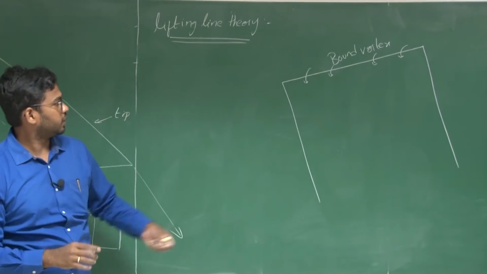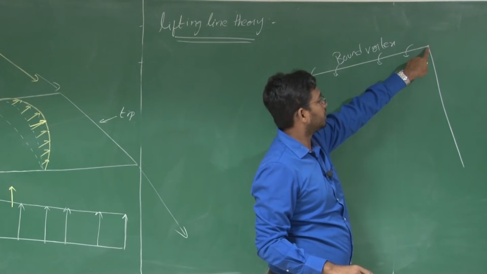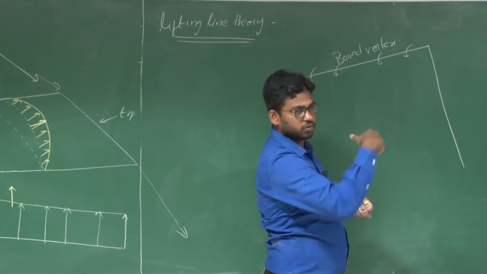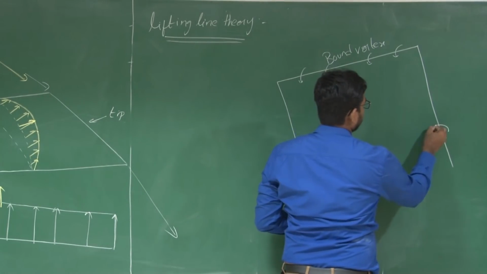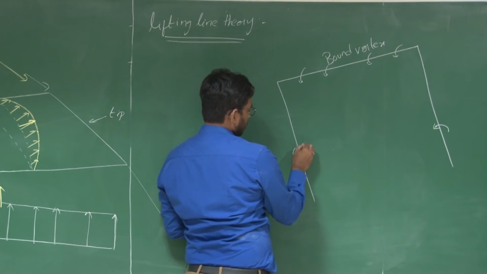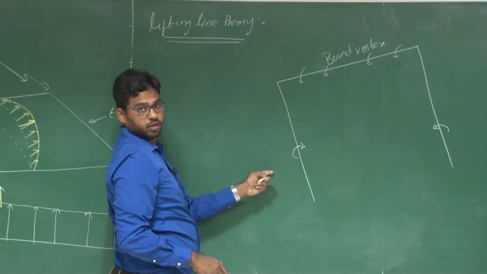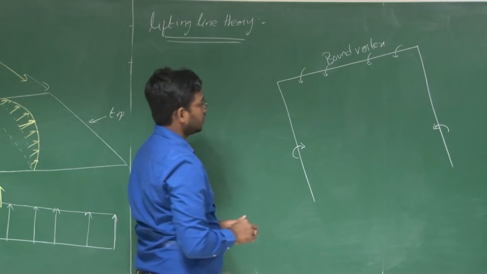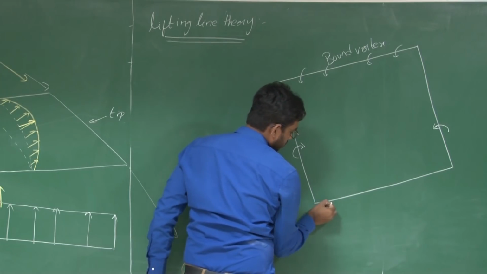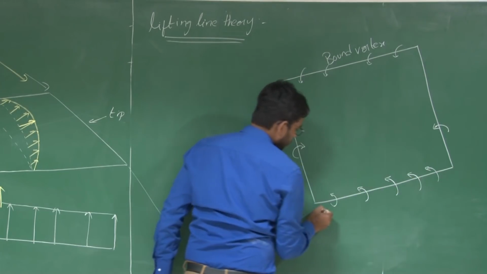So how will the flow be at this particular tip? The wing is replaced by a bound vortex, and at the tip, what happens? How will the direction of the flow be? From bottom to top, right? The flow velocity direction will be from bottom to top, in the counterclockwise direction. So at this tip, it will be along the clockwise direction, right? And these two vortices are connected by a starting vortex.